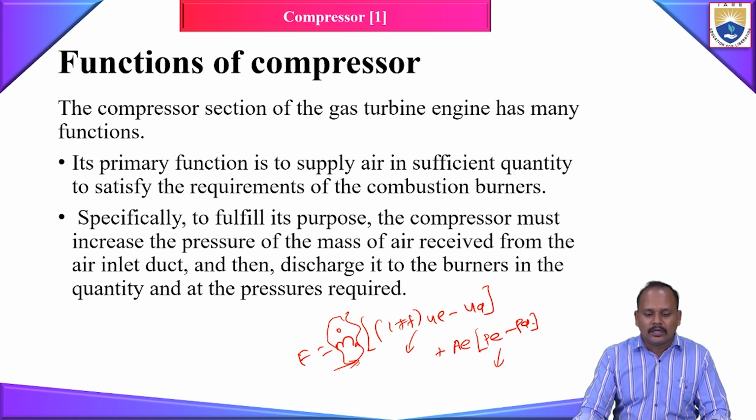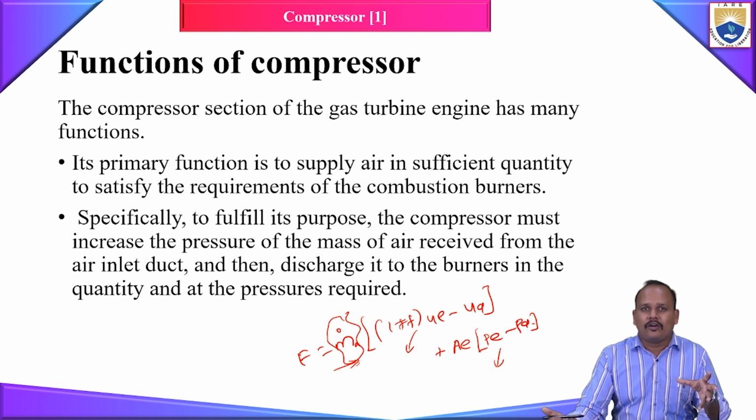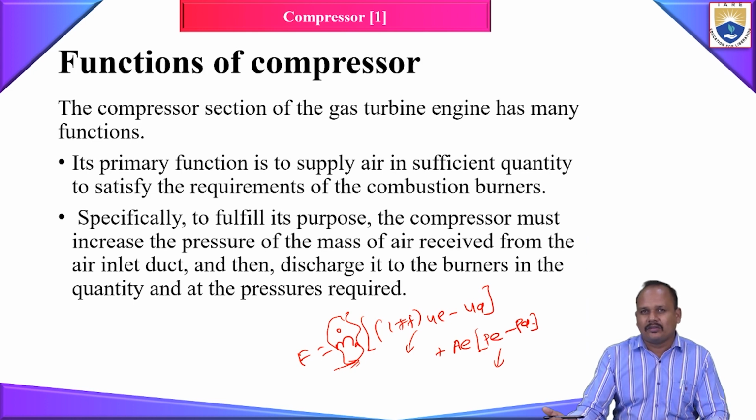So the compressor in your gas turbine is a very, very important component. It has a primary function and a secondary function. The primary function of a compressor is that it should supply the required amount of mass flow of air with the required pressure.